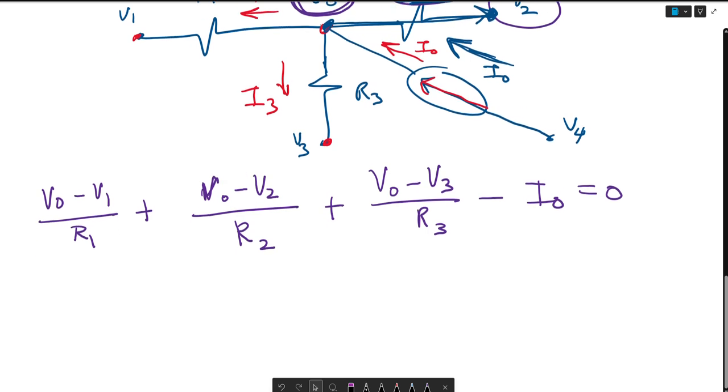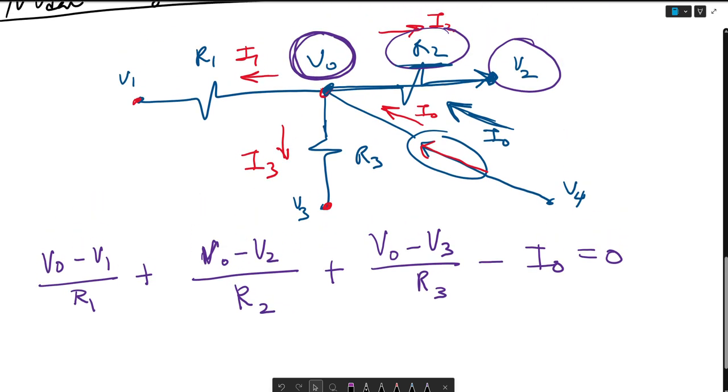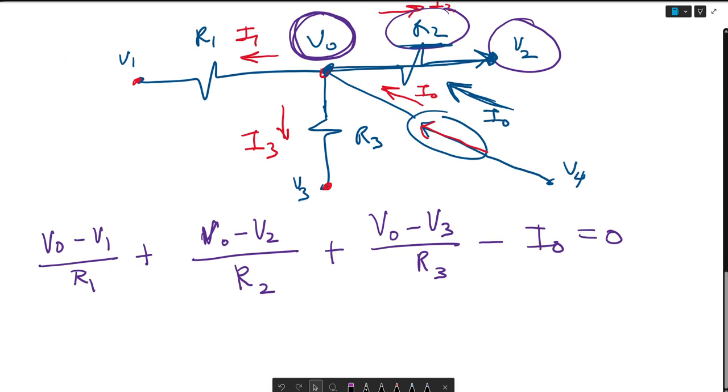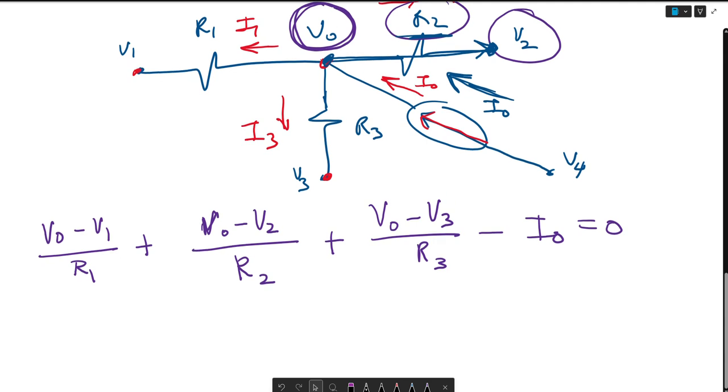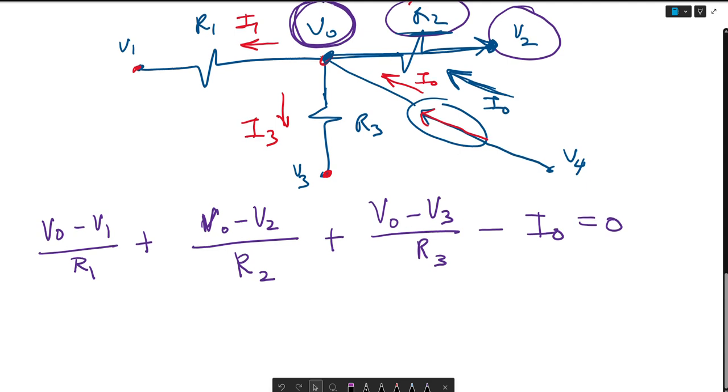If you understand this concept, you can really understand how to do nodal analysis for any set of problems. And we'll do more examples. But again, this is the fundamental method of doing nodal analysis.